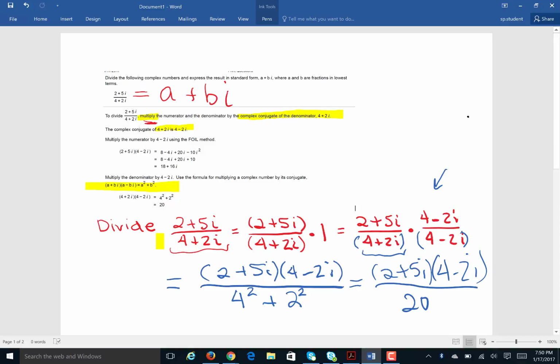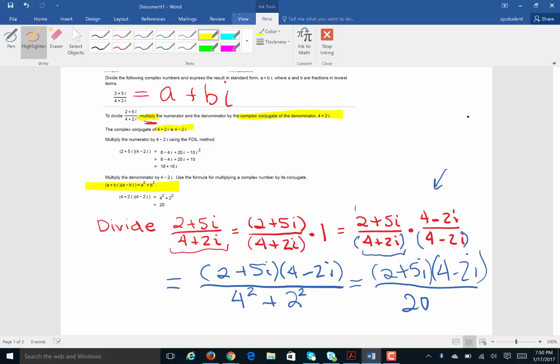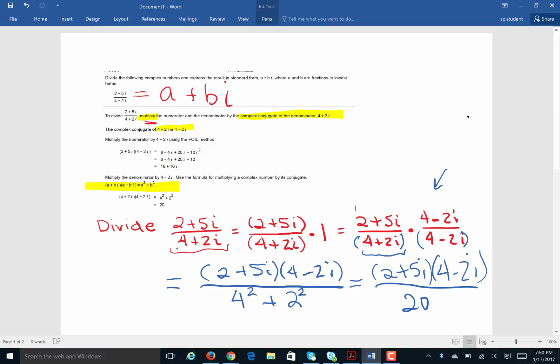So here's what it really looks like. If you look down here, here's the original problem: 2 plus 5i over 4 plus 2i. And what we're really going to do is take that original problem and multiply by 1. But we use a very fancy form of 1. We use 4 minus 2i over 4 minus 2i, because this is still a 1. And now we're multiplying by the complex conjugate.